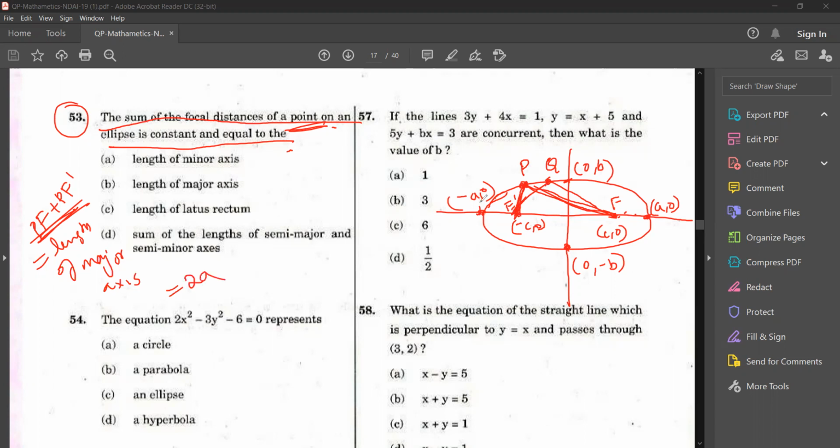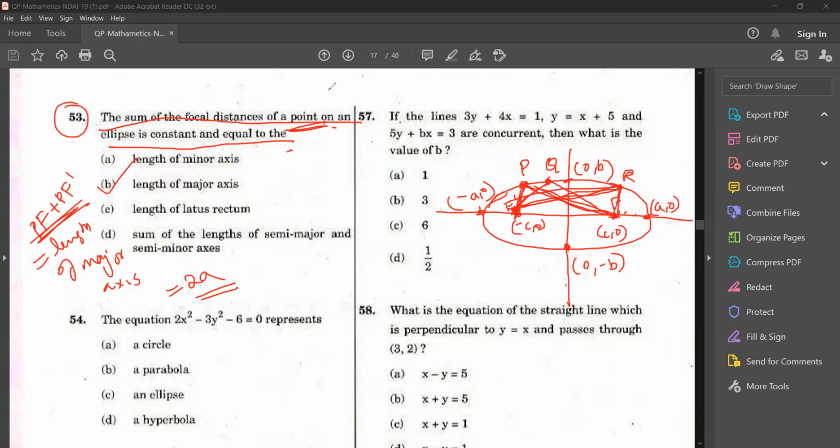Length of major axis: here a, here a, so totally 2a. Understood? So the sum of the focal distances of a point on an ellipse is constant and is equal to the length of the major axis. Option B is the correct answer. You have to learn that by heart, and that is equal to 2a. If you mark any other point, suppose I mark a point R over here and draw the focal distances, and I add them, it will be equal to the length of the major axis.